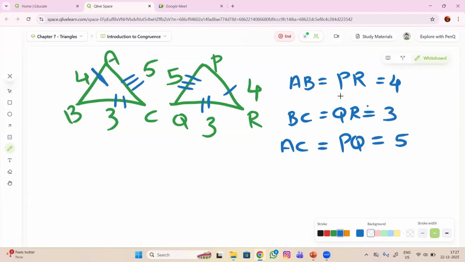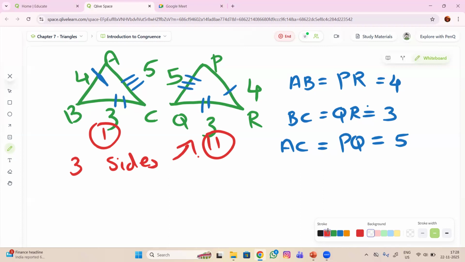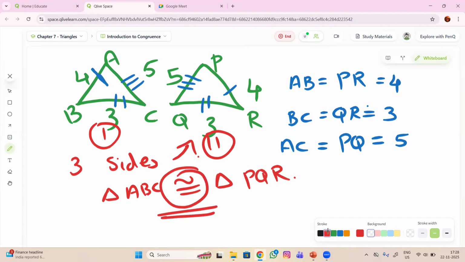So from this figure we can say, in the first figure, look at this first figure and the second figure, the three sides are equal to this figure. So we can say that triangle ABC is congruent to triangle PQR. Then we can say that these are congruent to each other.